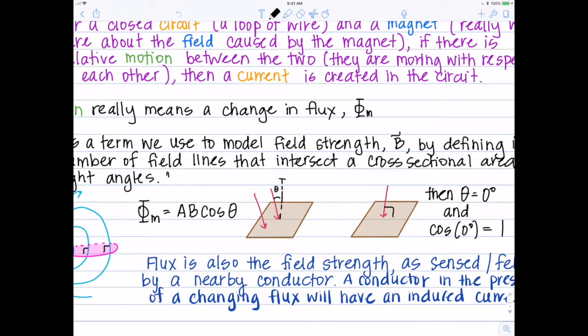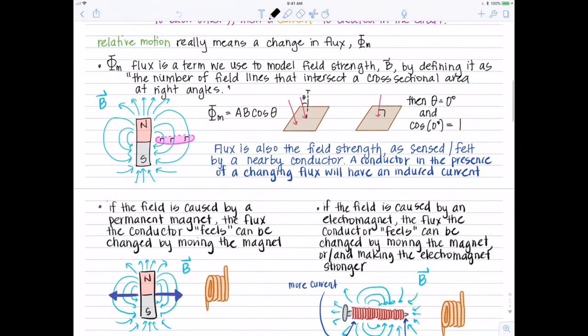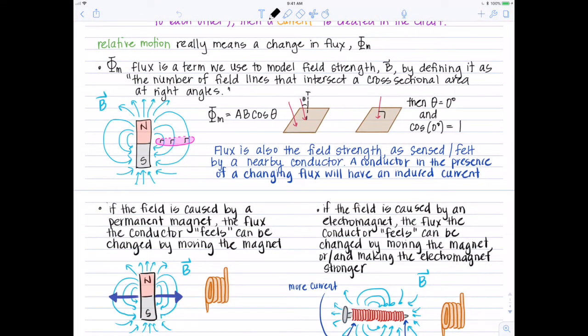So you'll see that when theta is 0, when the field lines actually intersect that cross-sectional area at a right angle, then theta is 0, and you guys know cosine of 0 is 1. So therefore also, when theta is 90 degrees, meaning when the plane is actually moving parallel to the field, then cosine of 90 is 0, and we don't have a flux.